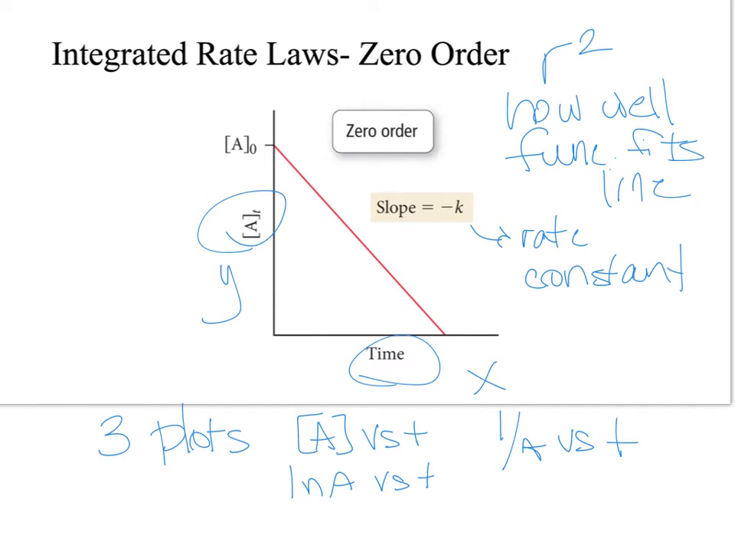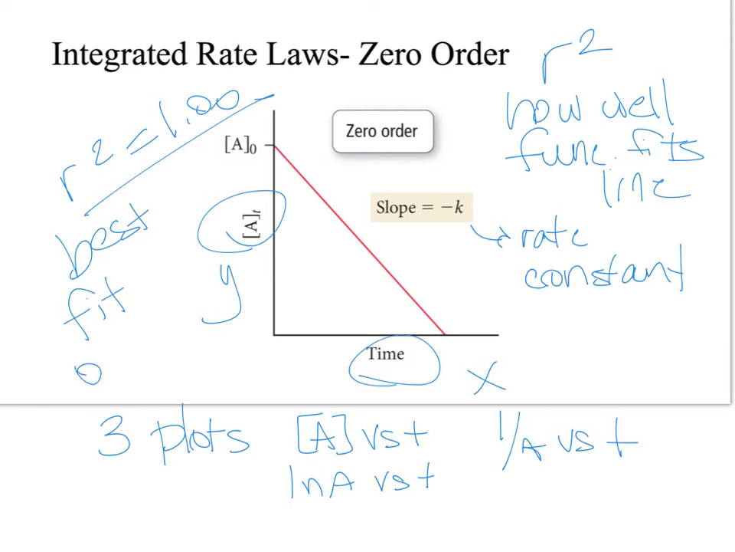We'll be getting an R squared for each plot, and the one that is closest to 1 is going to be the best fit. And that's going to determine the order. Okay, we'll look at some examples in just a moment.